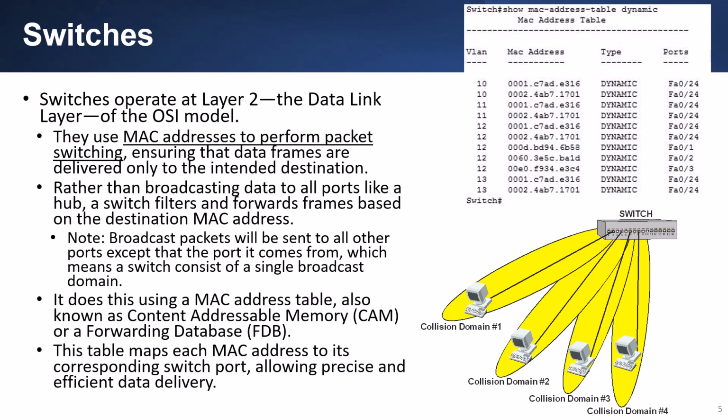Switches operate at Layer 2, the data link layer of the OSI model. They use MAC addresses to perform packet switching, ensuring that data frames are delivered only to the intended destination. Rather than broadcasting data to all ports like a hub, a switch filters and forwards frames based on the destination MAC address. Note, broadcast packets will be sent to all other ports except the port it comes from, which means the switch consists of a single broadcast domain. It does this by using a MAC address table, also known as the Content Addressable Memory, or CAM, or a forwarding database, or FDB. This table maps each MAC address to a corresponding switch port, allowing precise and efficient data delivery.